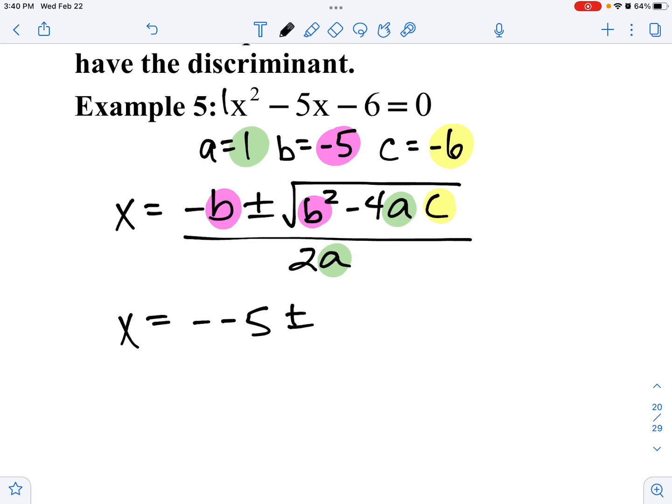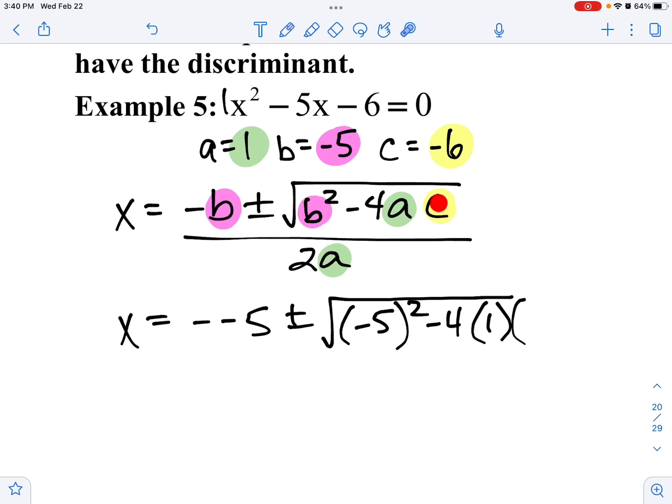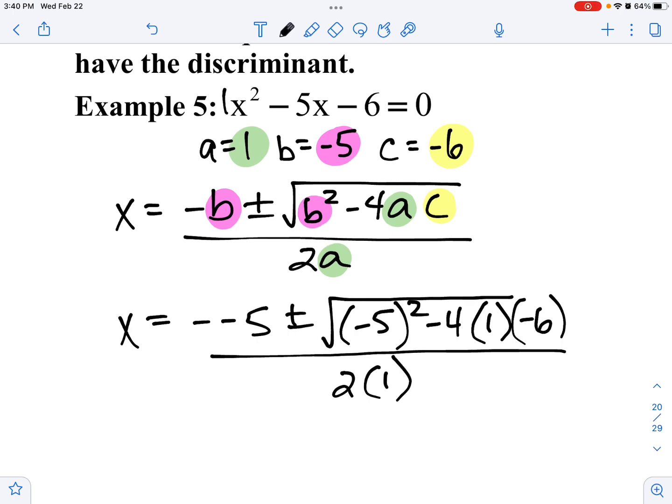Be careful about that. Now I have this giant square root, and the first thing that goes first is the b squared, and the b is -5, so I'm going to write -5 squared minus 4, the a is 1, and the c is -6, all over 2 times, let's see, the a is 1. I'm going to put a 1 there. Now I just need to simplify this whole thing. This might be the hardest part.